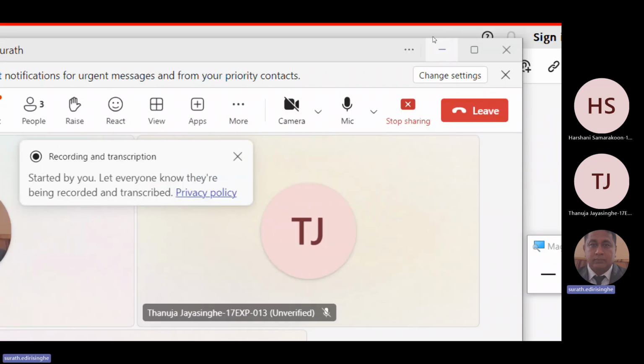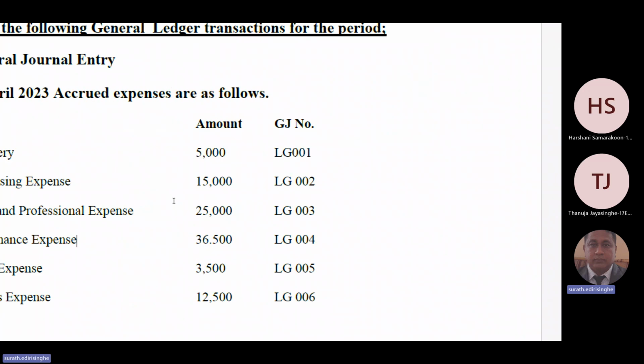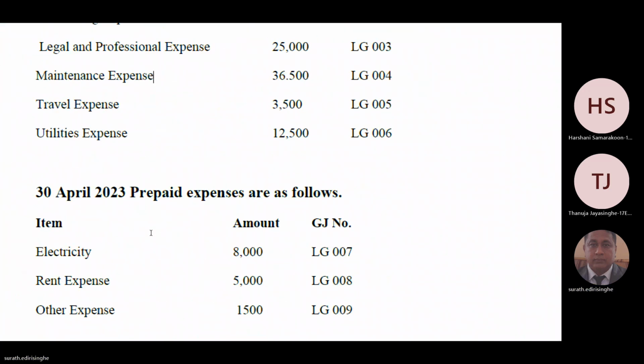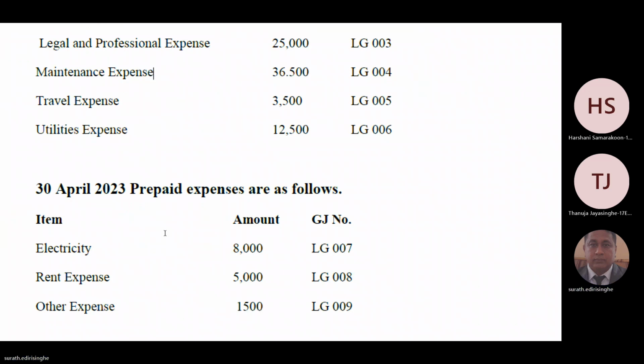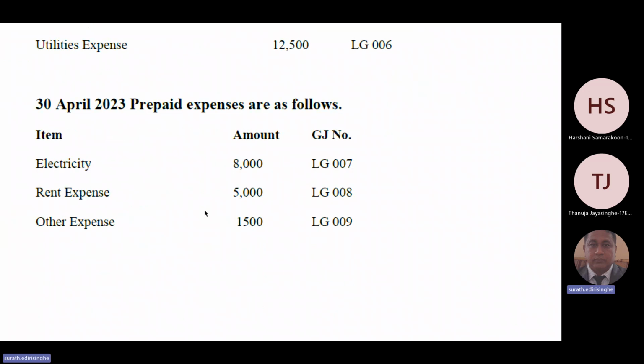next section, recording the prepayment or prepaid expenses. Right. Tell me the real double entry on electricity, rent, and other prepayment. Tell me, what is the double entry? Student, you are accounting people. Tell me.